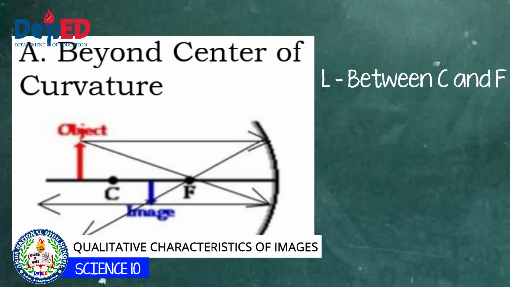So based on the image using the ray diagram, what do you think is the orientation of the image formed? Is it upright or inverted? Okay, it is inverted. But how about its size? Is it same, reduced, or enlarged? Right, so it is reduced. How about the type of the image? Is it real or virtual? Yes, it is real.